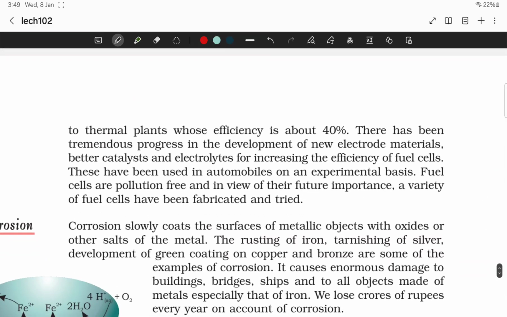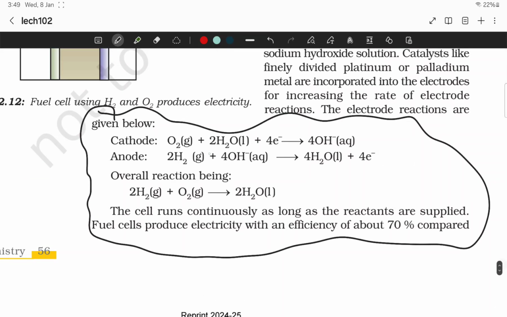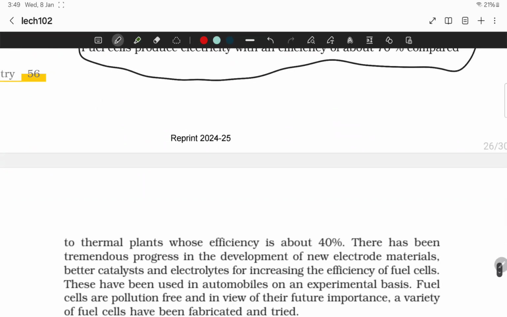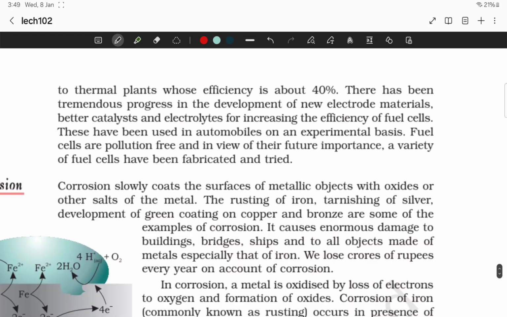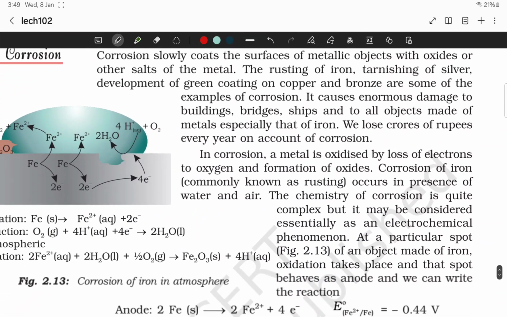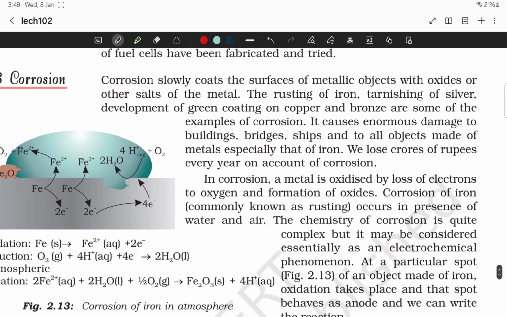Okay. O2 plus 2H2O plus 4 electrons gives 4OH minus. 2H2 plus 4OH minus gives 4H2O plus 4 electrons. Here 4 electrons are involved in the reaction. The overall reaction is simple, everyone knows. Now corrosion. That is what? Rusting of iron.